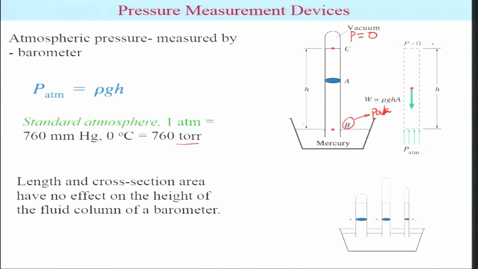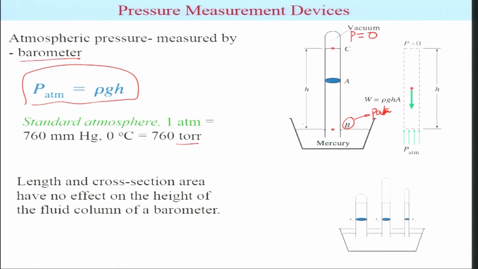Now you can do a force balance, okay, and if you do a force balance, you will come up with this expression that P atmosphere is nothing but rho g h, where h is the height of the mercury from the top of the container's mercury level. So this is the way we calculate atmospheric pressure, and this equipment or device is called a barometer.